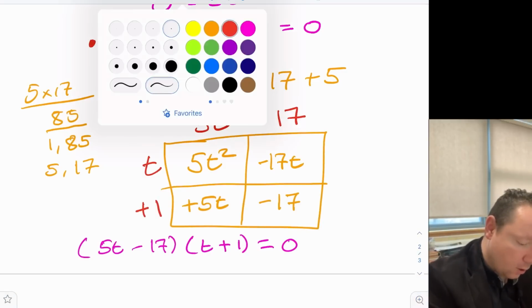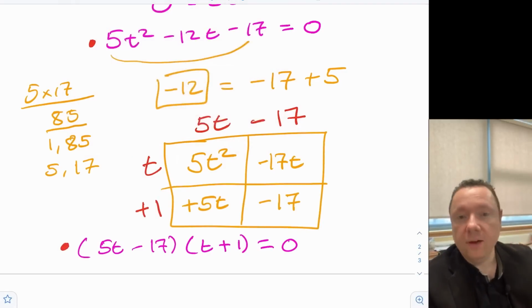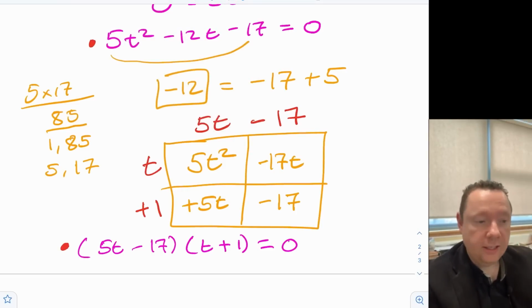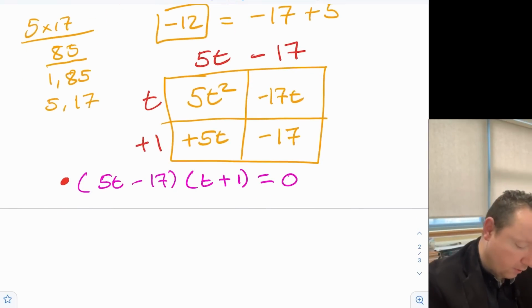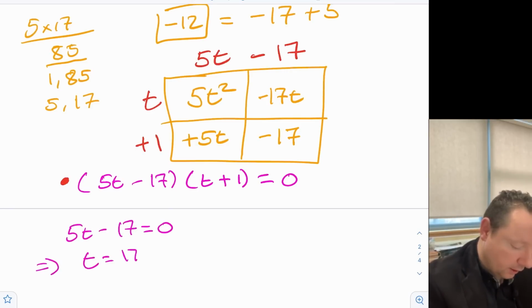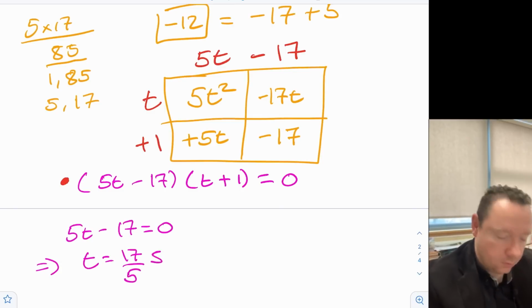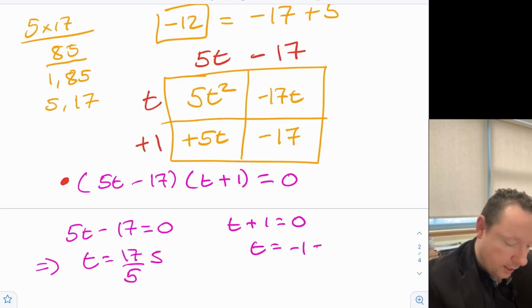And if you can get to that part, you can get a mark there. Final thing to do is to solve that and work out your t's. So for the first one, you've got 5t minus 17 equals 0. That means that t must be 17 over 5 seconds. And then the other one, you've got t plus 1 equals 0, so t must be minus 1 seconds.